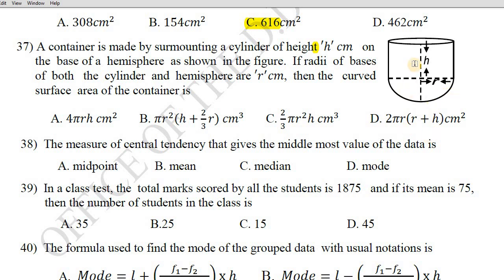So here the CSA of a cylinder formula is 2 pi r h. The CSA of a hemisphere formula is 2 pi r square. Take both the formulas, add, and before adding take the common factor. So it gives the answer option D, 2 pi r into (r plus h) centimeter square. Option D is correct for this problem.